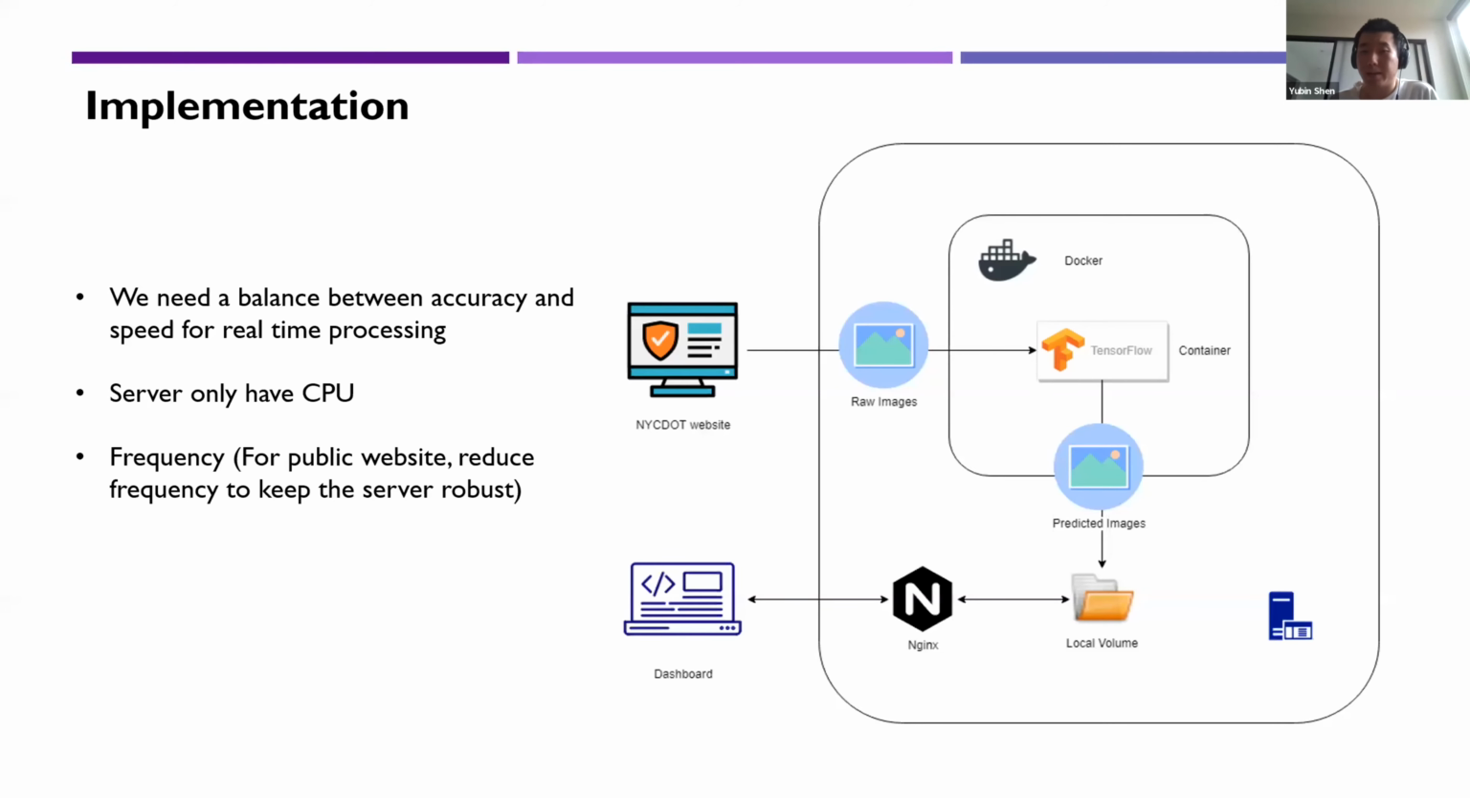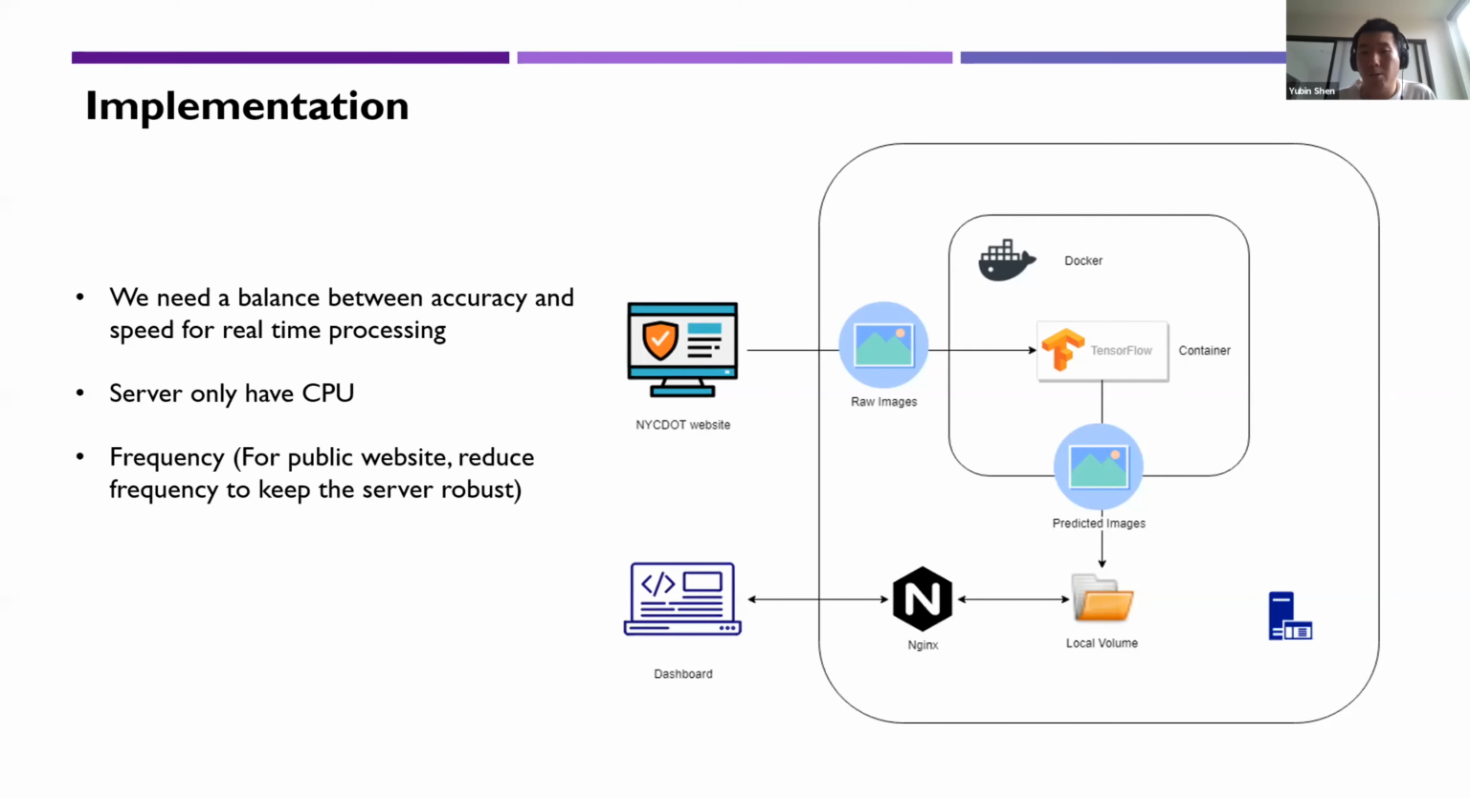The first thing is we need to find the balance between accuracy and speed for real-time processing, because finally we want everything to be real-time. But like Fan said before, we have different prediction modules, so we have to choose the balance between speed and quality.